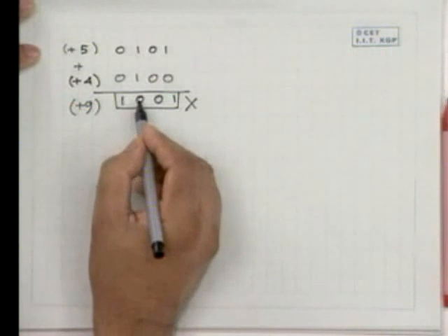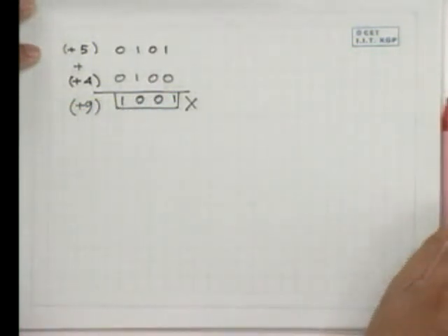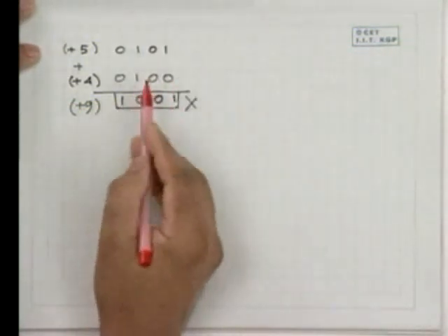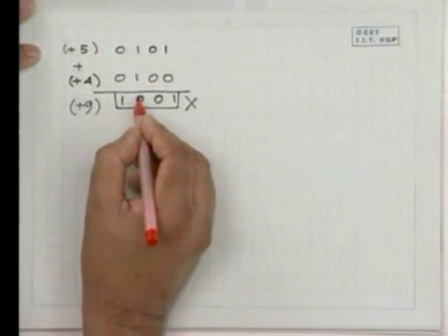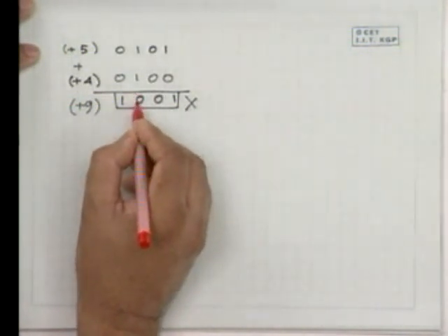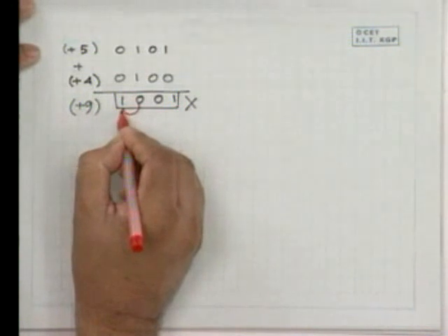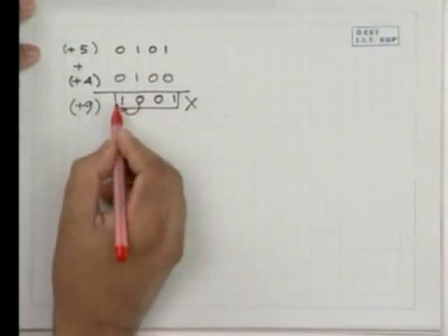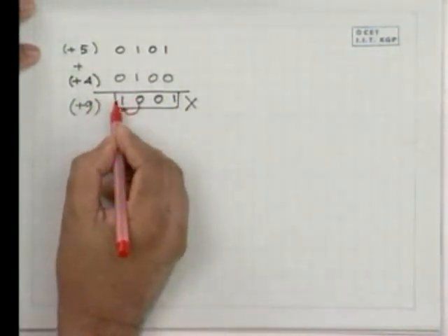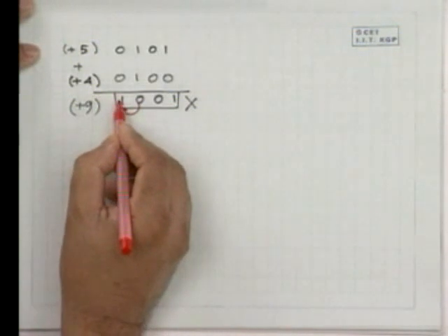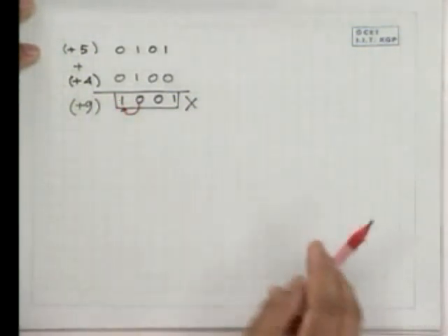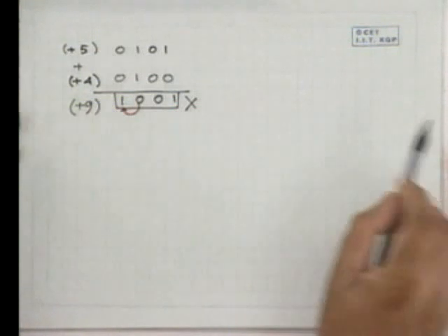Okay, therefore this is a wrong result. The situation is, just mark one thing, that in this case a carry has emerged from here and has entered over to here, but there is no carry that comes out of the sign bit position, that means most significant bit position. Okay, let us take another example.